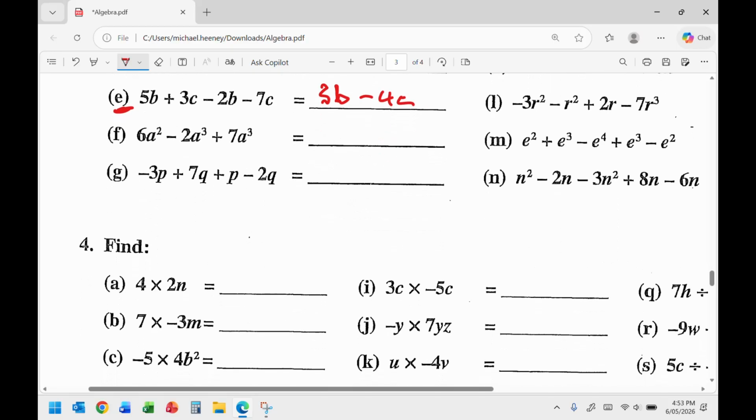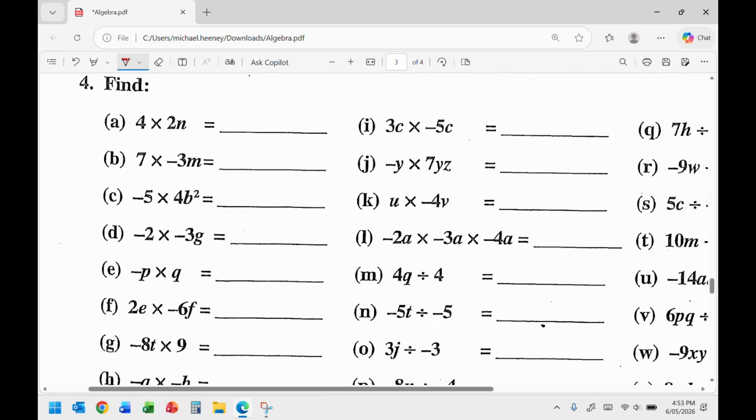G, minus 3p plus a p. That'll put us back up to minus 2, and we're talking about p. In terms of q, I start with 7, 2 are taken away. I will be left with 5 of those q's. Cool. Multiplying. Okay, do the numbers first, and then what letters do you have, and then how many of them.